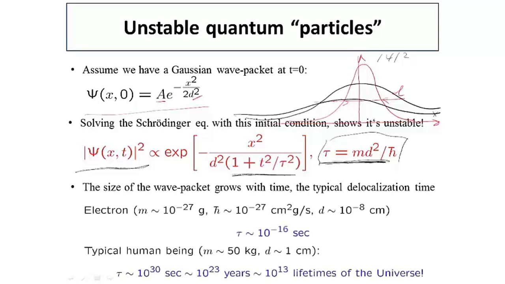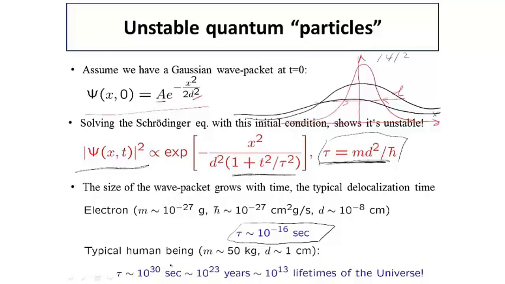One case is an electron, a microscopic elementary particle with a mass of about 10 to the minus 27 grams. Let's assume that it's localized on atomic length scales of order 1 angstrom, 10 to the minus 8 centimeters. If we plug in the numbers, the typical time scale at which the localization radius of this electron doubles is of the order of 10 to the minus 16 seconds, which is an extremely short time scale, hardly observable in any experiment.